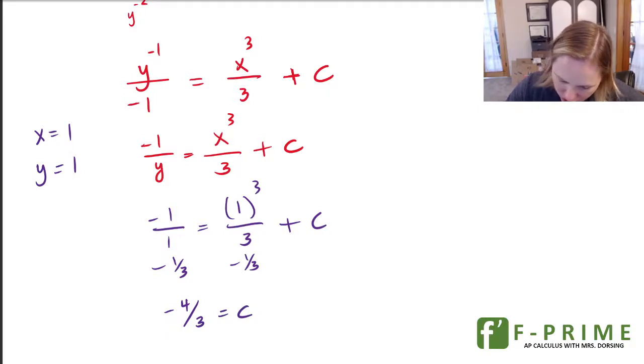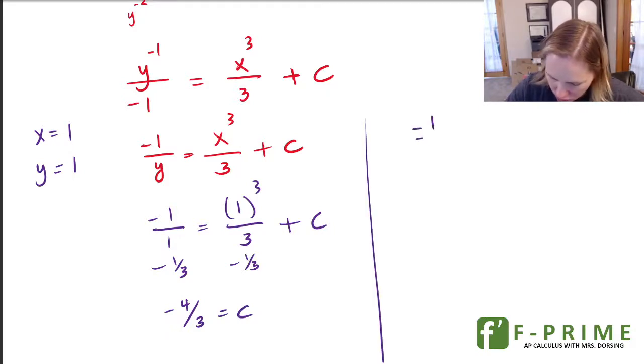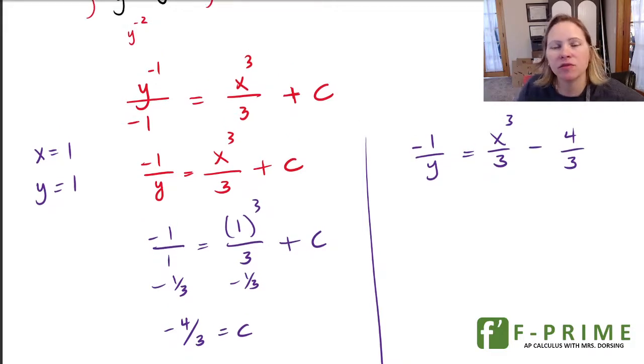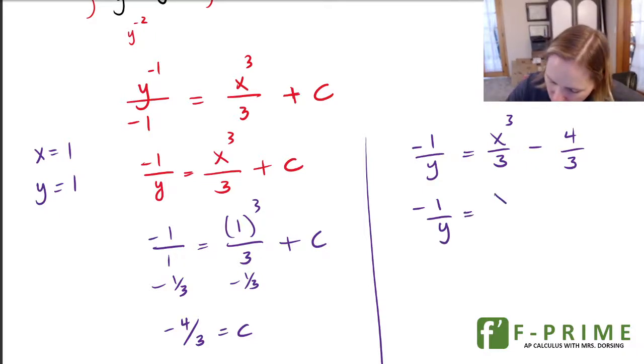So right now, my particular solution looks like this: -1 over y equals x cubed over 3 minus 4/3. Now, what I'm going to do is solve for y. That's always going to be a step that I'm expected to do on a free response question on my AP exam. Having this -1 over y is not acceptable at this point, so we need to clear that up. We need to do some algebra. Anytime I have fractions, one fraction is always better than two fractions, so I'm going to combine these terms together.